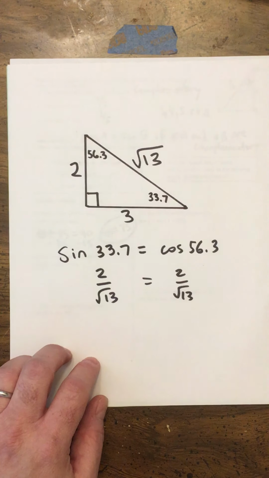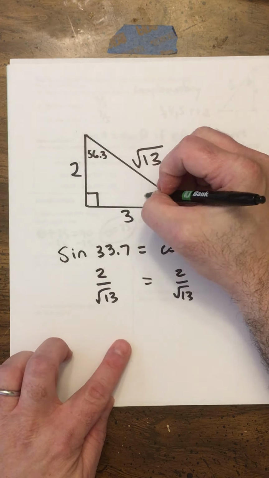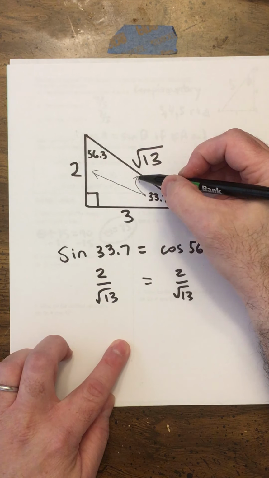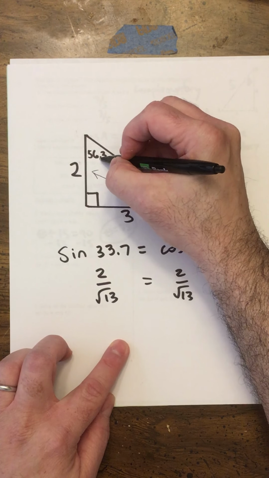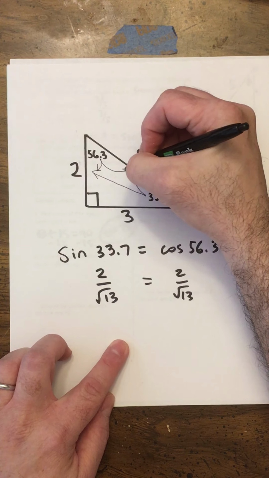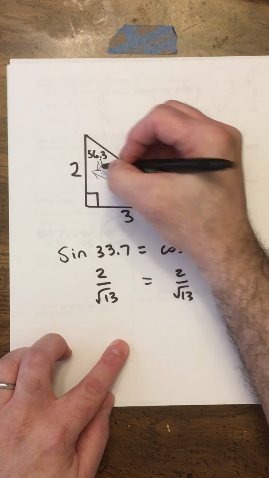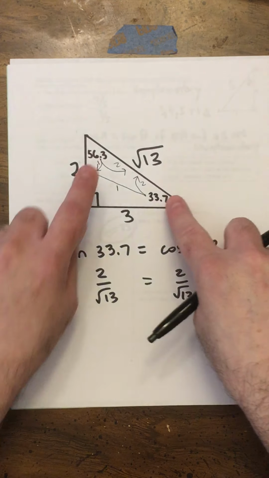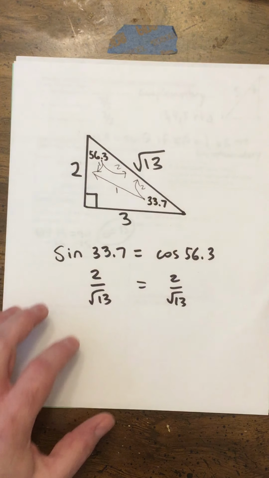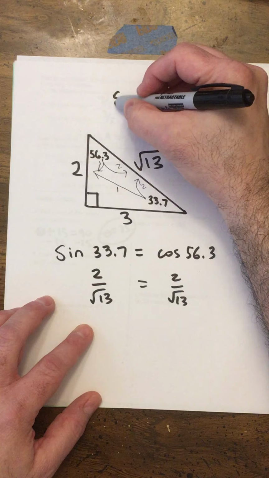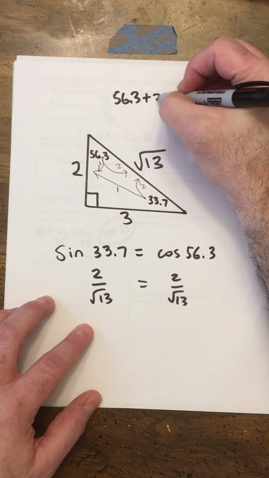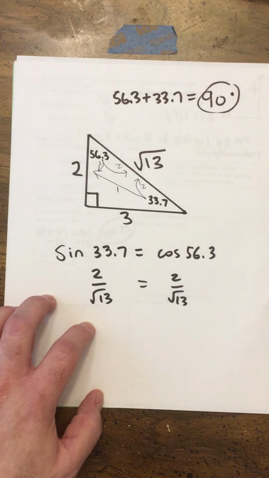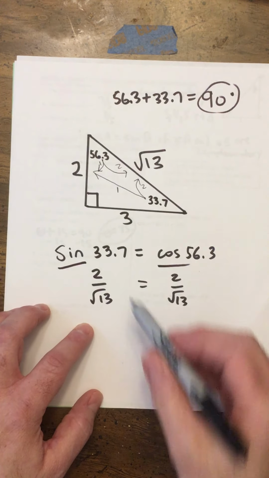So sine from this angle, watch this, sine from this angle is opposite over hypotenuse. Look where the arrows are going. Cosine of this angle is adjacent over hypotenuse. Remember, the first arrows went to the 2, the second arrows went to the rad 13. As long as these two angles add up to 90, and I'll put that up here, 56.3 plus 33.7 add up to 90 degrees. As long as the angles add up to 90, then the sine will equal cosine.